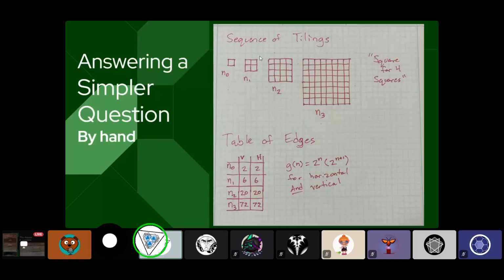So, answering a simpler question, this one's a much easier case. We have the same type of sequence of tilings here that are recursively generated. This is replacing one square with four squares and then scaling up so that you have unit squares at all iterations. The total number of edges here, we're just counting vertical and horizontal, and there's the same amount. That's pretty obvious just by looking at it. And this is the equation that tells you, at any n iteration of this process, how many vertical and horizontal edges we have.